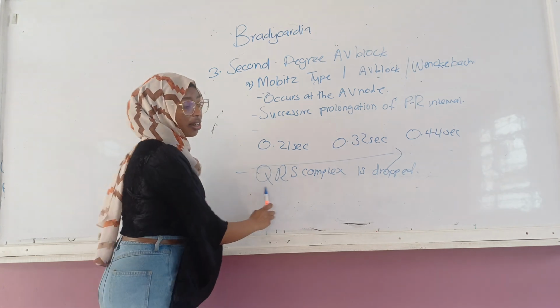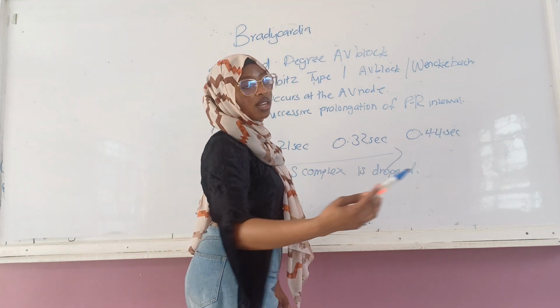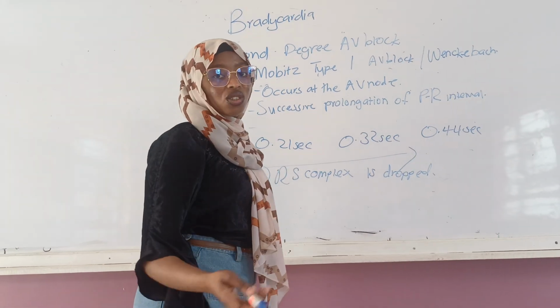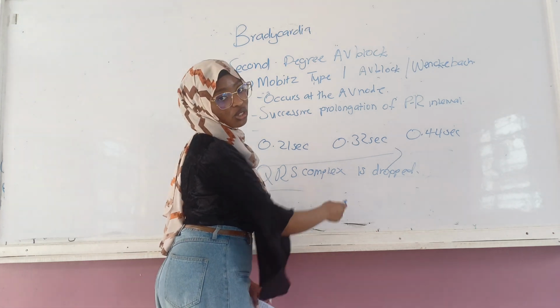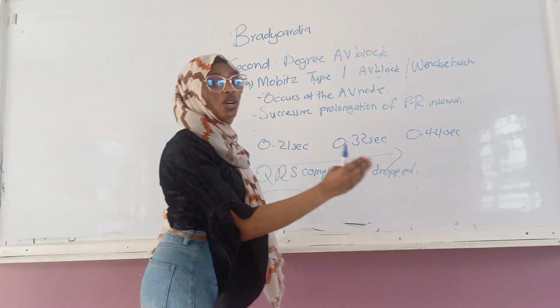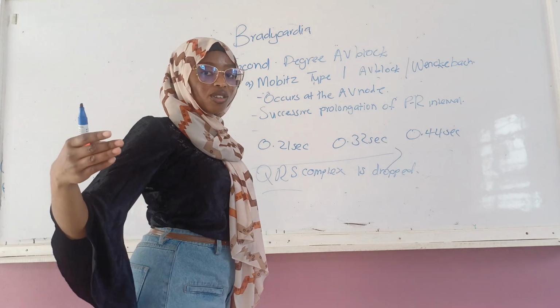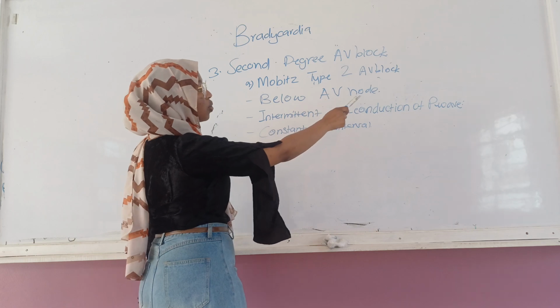When you see the successive prolongation of the PR interval, the next thing that you're going to expect is that the QRS complex is going to be dropped. Because the PR interval continues to elongate, the electrical impulse that has been fired from the AV node does not reach the ventricles, hence the QRS complex being dropped. Generally, when you look at that strip, you're going to see there is a P wave that is not followed by a QRS complex.